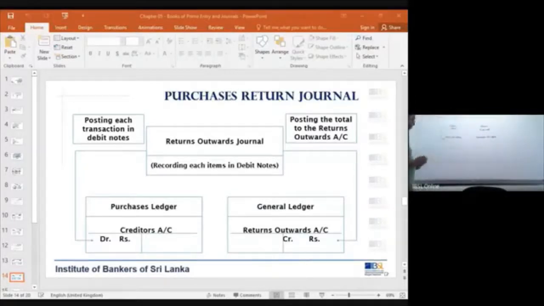Okay. And the double entries would be debit debtors and credit sales. And here it will be debit purchases and creditors. Okay, so this is when the sales and purchase happen.